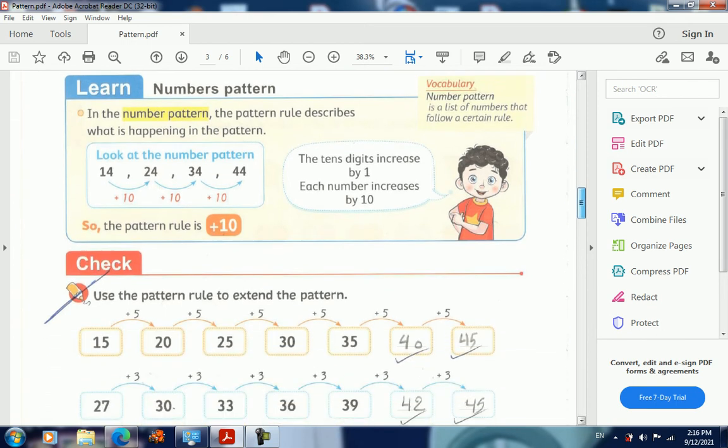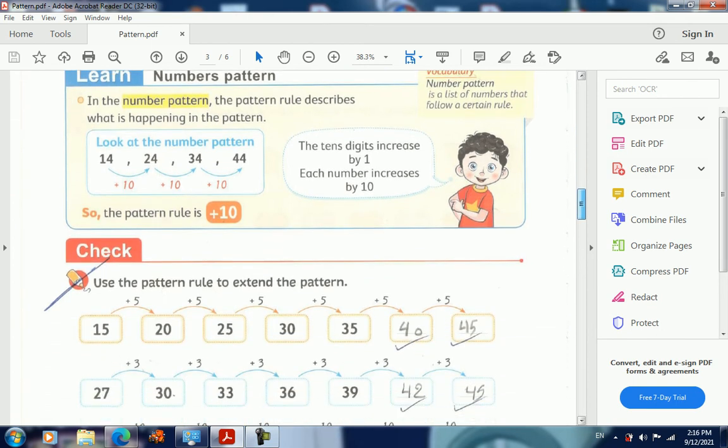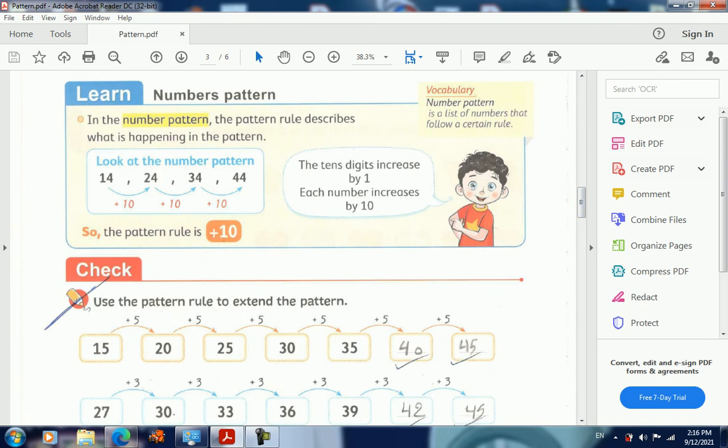Now to the next page, we are going to learn about number patterns. What we said so far is dealing with shape patterns. Now we have number patterns. What vocab are we going to learn? The number pattern. What is it? It's a list of numbers that follow a certain rule. So all we need to do is to find the rule.